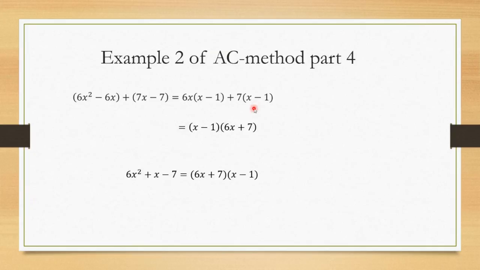So let's take it out in front. Bring it out in front. You're left with 6x from the first product. Here we're left with 7. So altogether, we get x minus 1 times 6x plus 7. And that's what we get.